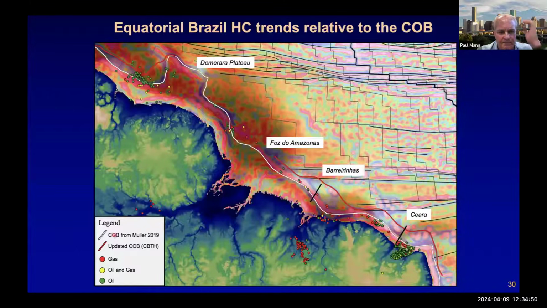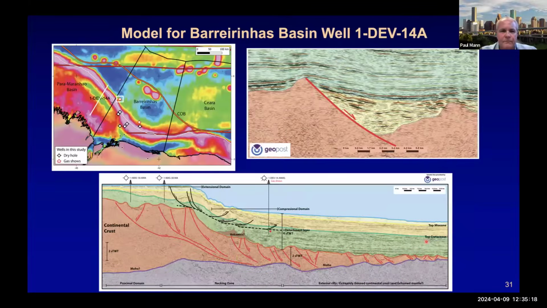So again, COB is important, and we've compiled the COB, the white line from Mueller 2019. That's the GPlates group. And we've added our own COB, this red line, and that's based on some of what I'll show you in a minute. But we think it's actually a broader COB than Mueller and others had thought. Mueller and others were mainly going off the satellite gravity data, while we're trying to use more seismic reflection data.